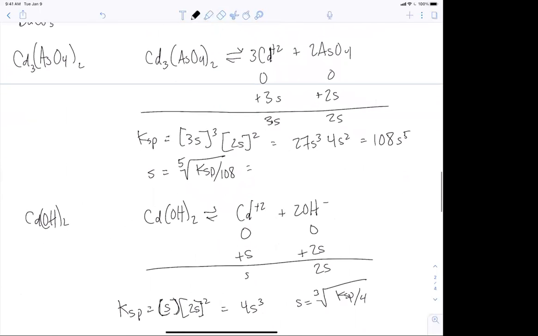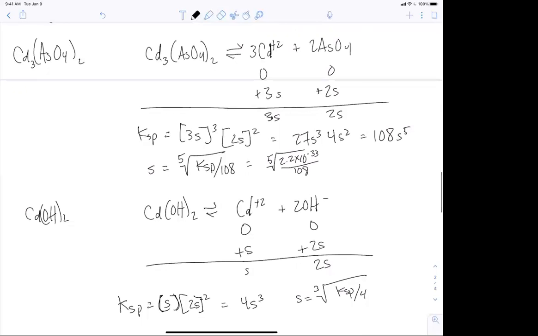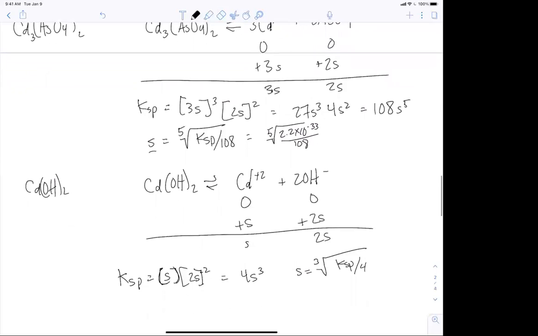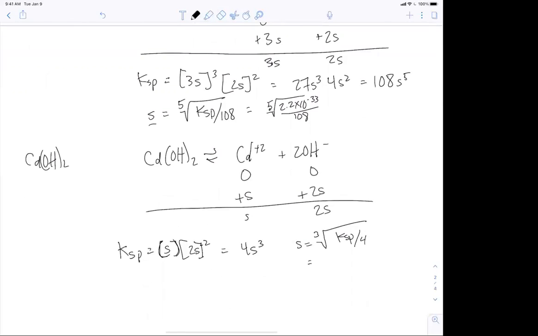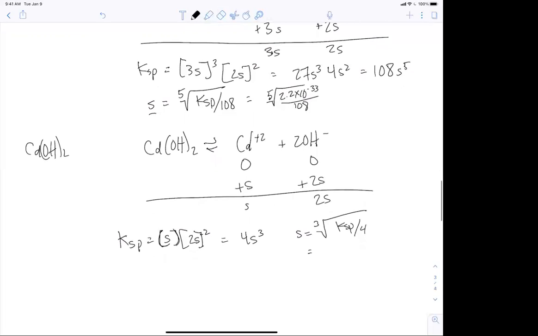You can see how it affects how you express the solubility of the compound, because now we're having to take the fifth root of this number as opposed to the square root, and so you're going to end up with a smaller number. Ostensibly, when you just look at the KSP, 10 to the minus 33 is very small, but if you don't account for these coefficients and these roots that you end up taking, then you can misestimate which one has the highest solubility.